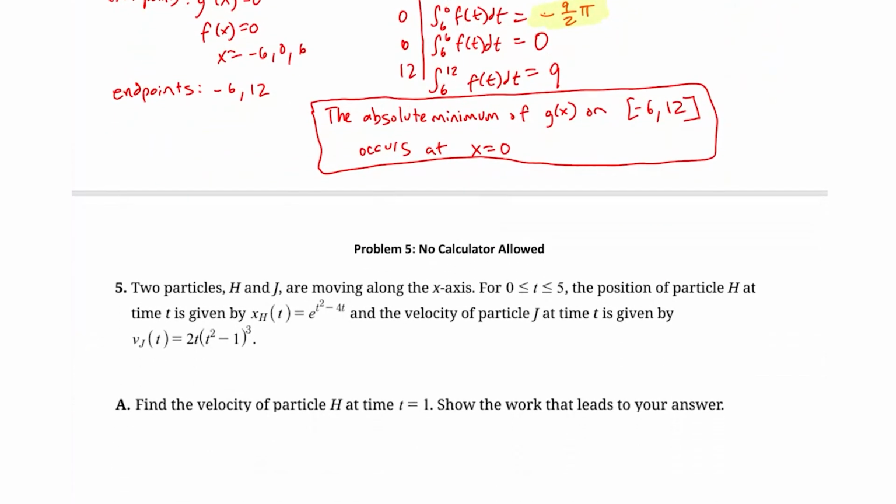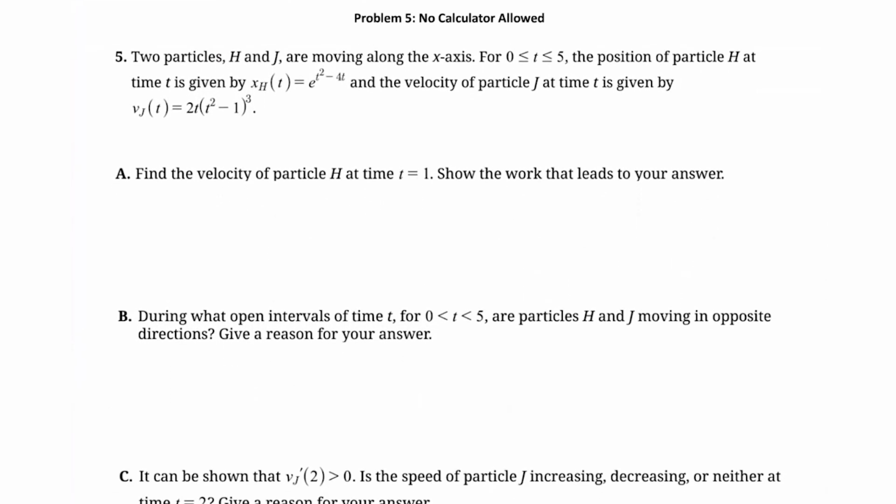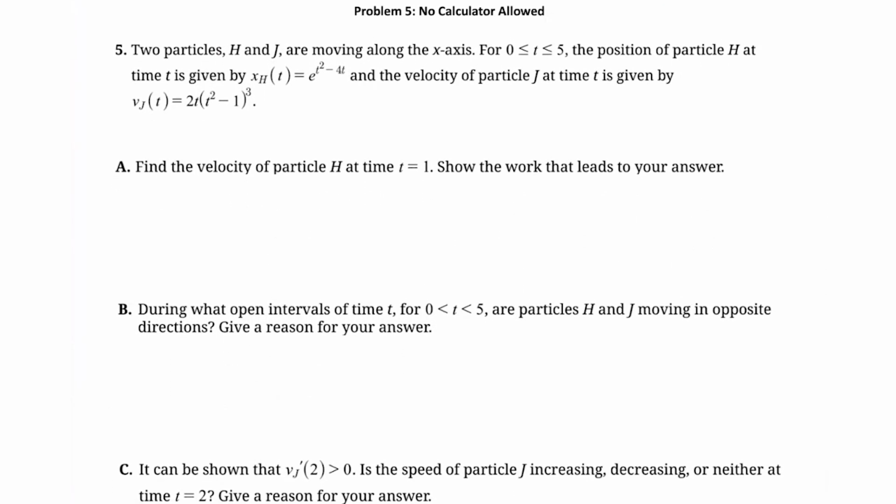Let's take a look at number 5. Number 5 says 2 particles h and j are moving along the x-axis. Between times 0 and 5, the position of particle h at time t is given by that xh function, and the velocity of particle j is given by the vj function given there. Part A says find the velocity of particle h at time equals 1. Show the work that leads to your answer.